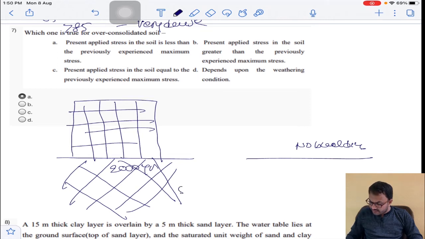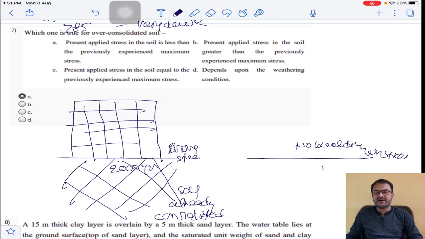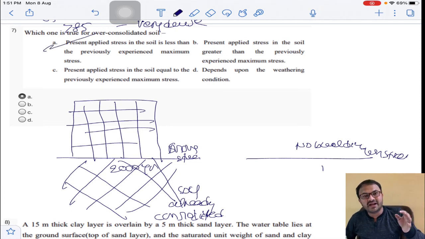So here the soil is already consolidated, that is compressed. But here there was more stress, here less stress. Why less stress? I have removed the structure. That is, in the past itself, the soil has been compacted to its maximum limits. Okay. So the answer is A for question number 7. That is, present applied stress is less compared to the past stress. Clear? This is the answer, 7th question, answer A.